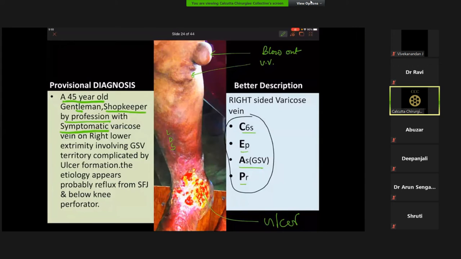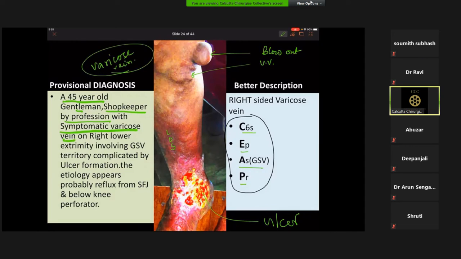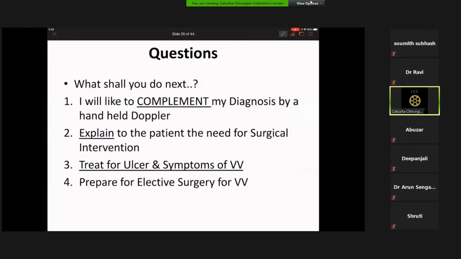Now some people are in the habit of saying, what is your diagnosis? Varicose vein. At an undergraduate exam that is good, but at a postgraduate exam I beg to differ. You are required to say involving which territory, complicated by what, and what is the etiology. The etiology here is probably a reflux from the SFJ and a ballooning perforator. So either you can say this or you can say the other one, but I definitely prefer the CEAP classification. Now, questions. What will you do next?